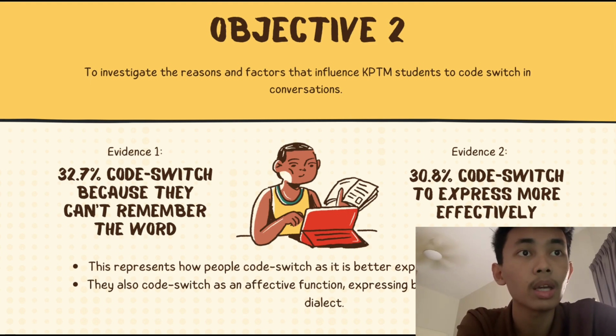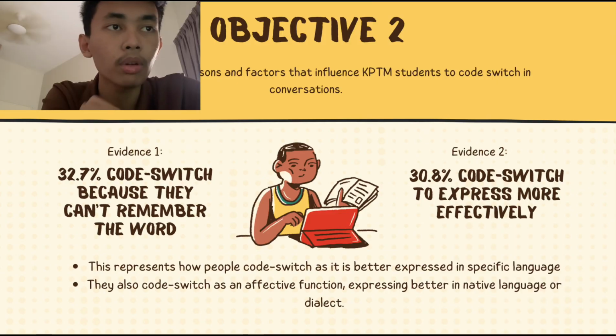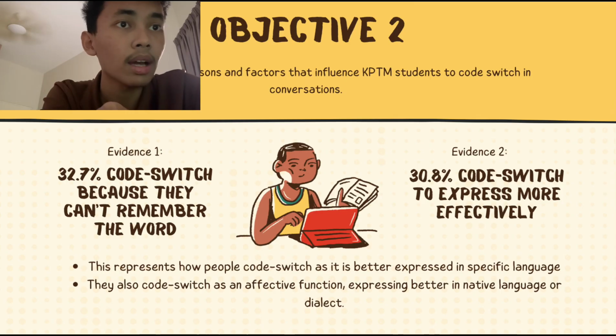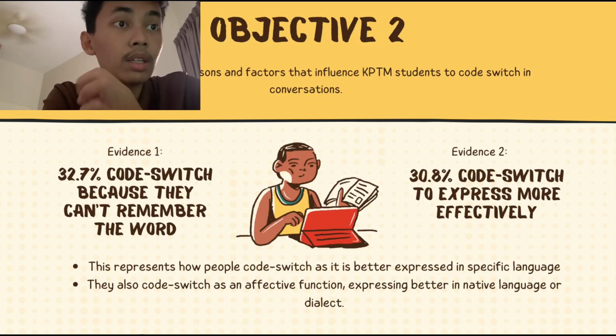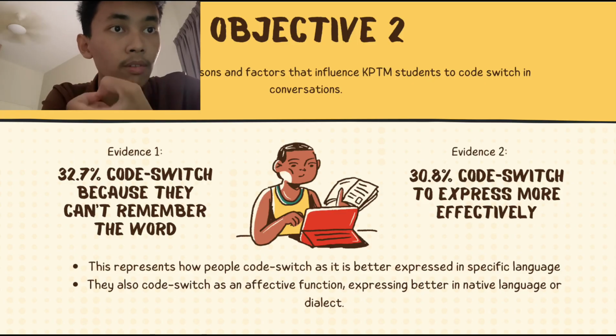Today I'll be talking about Objective 2, which is our goal to investigate the reasons and factors that influence KPTM students to code switch during conversations. Based on our findings, 32.7% of students code switch because they can't remember a certain word. This shows that sometimes when students forget a word in one language, they switch to another language that comes more naturally to them, which they feel more comfortable to speak.